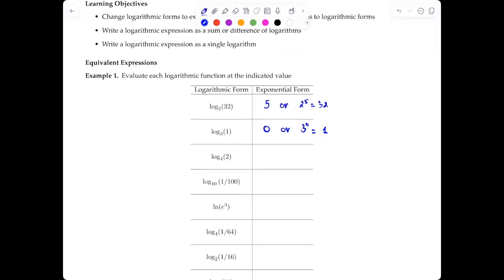Moving on to the third logarithm, log of base 4 of 2. Again, you ask yourself, what power should I raise 4 to get 2? Square root of 4, you mean? Yeah, square root, right? So what power would that be? 1 over 2. Yes. Sorry. Or 4 to the 1/2, or you can write root 4 equal to 2.